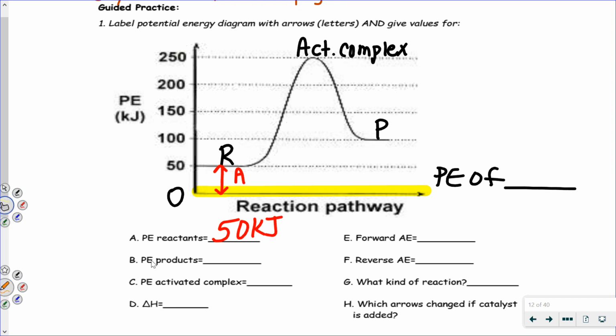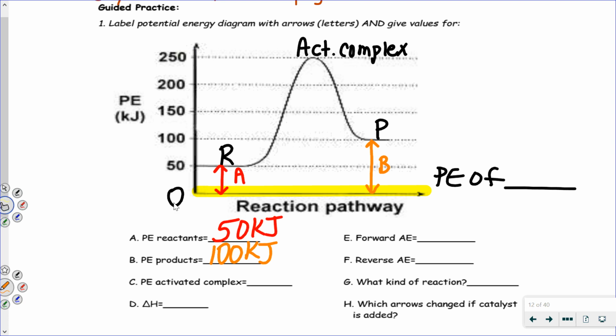Potential energy of something, that means it's got to touch the bottom right here. So I'm going to start my arrow there. And because they want the products, my arrow would end up at the products. And that is the potential energy of my products. Now notice where the arrow starts. It starts at 0 and goes to 100. So that distance is 100, right? 0 to 100, the distance that arrow covers. So the potential energy of my products is 100 kilojoules.